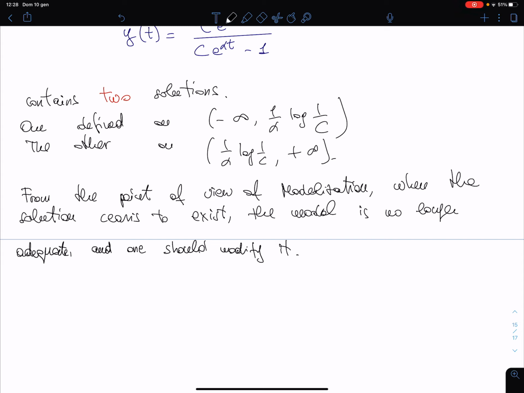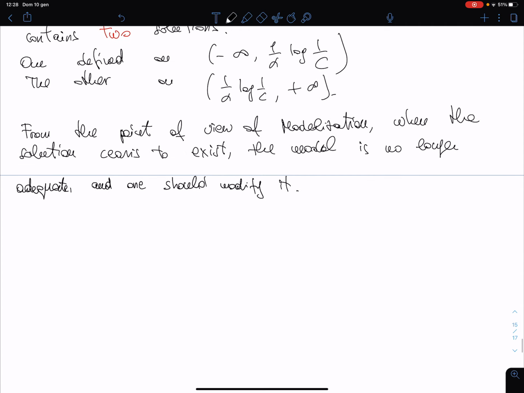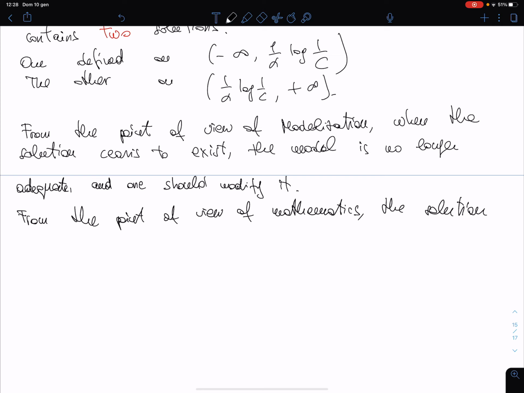But here, our job is the job of a mathematician. So for us, we just say that the solution stops there, is not globally defined, is not defined on R. From the point of view of mathematics, we say that the solution is not globally defined. Okay.